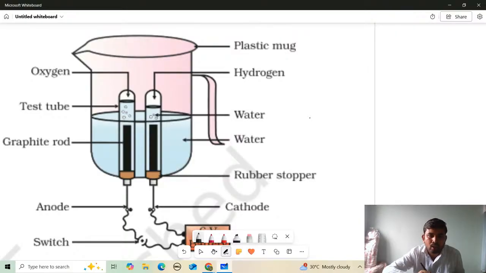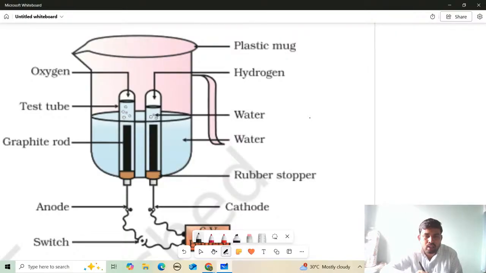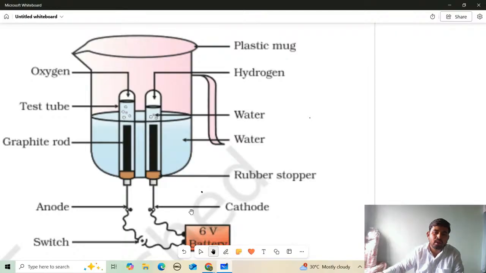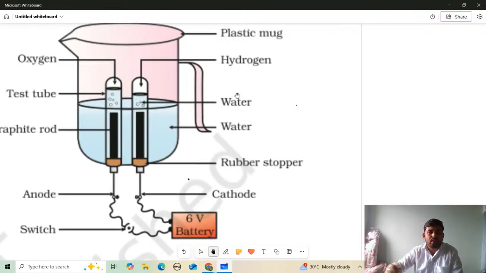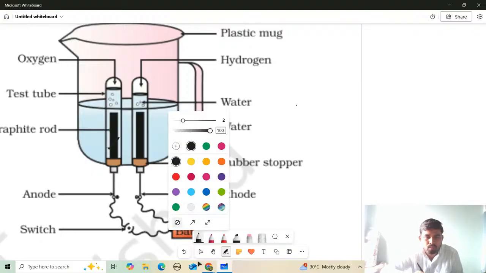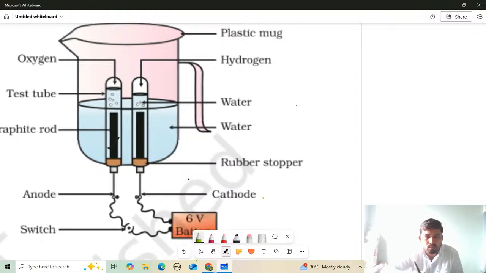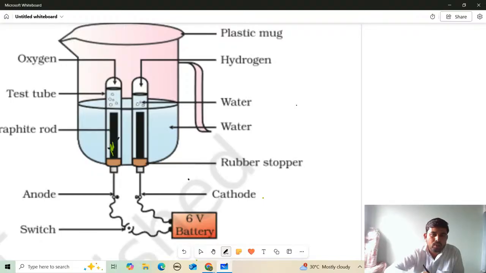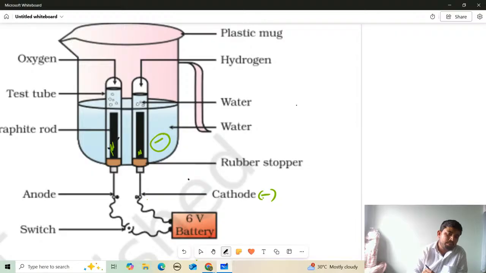Now see here there are two electrodes. This is one electrode, and here one more electrode, and this will be the negative electrode. Remember this. Why? Because it is connected to negative potential, that is called a cathode. Cathode means negative, like cation means positive. Anode means positive, anion means negative.